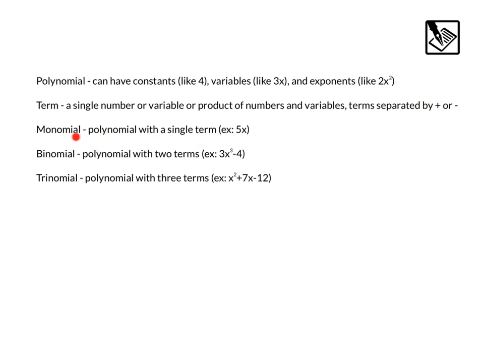A monomial is a polynomial with one term, for example, 5x. A binomial is a polynomial with two terms, for example, 3x to the third power minus 4. And a trinomial is a polynomial with three terms. Example, x squared plus 7x minus 12.